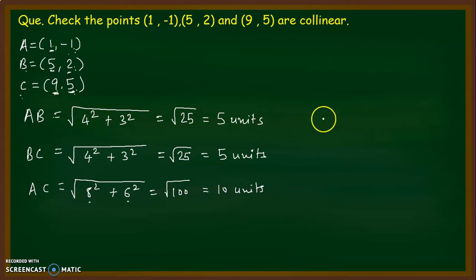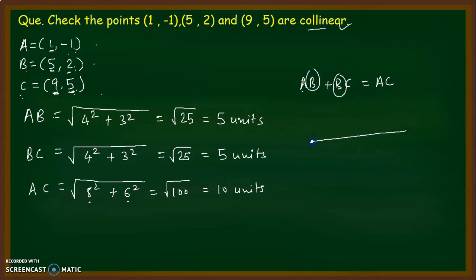So here you can see AB plus BC is equal to AC. It means the sum of any two is equal to the third. So we can say that points A, B and C are collinear and B will be the midpoint. It will be like this: first point A, this is B and this is C. The distance between A and B is 5 units, the distance between B and C is also 5 units, and the distance between A and C is 5 plus 5, equal to 10 units. So this is how you can find out whether the given 3 points are collinear or not.